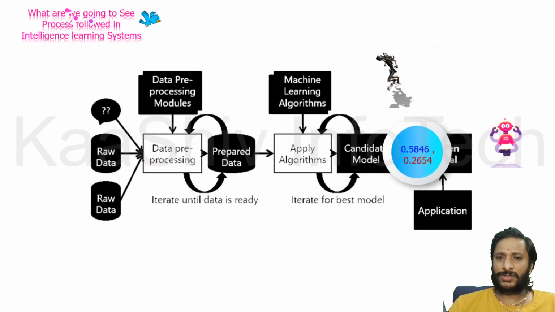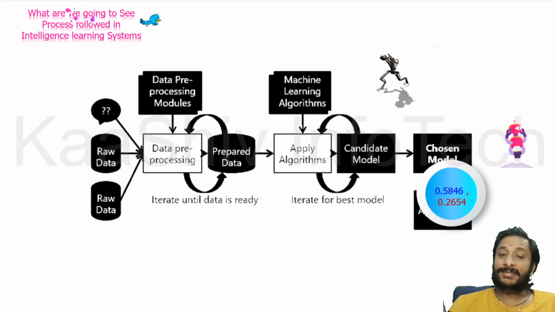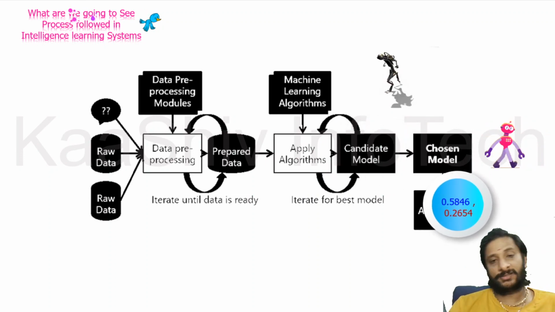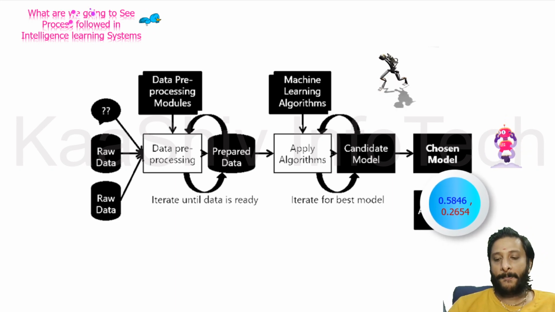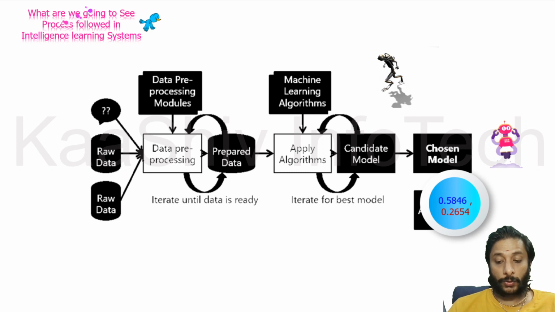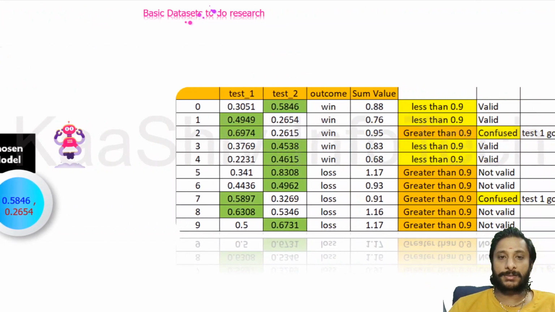You may ask me a question: what is machine learning? This is a subset of artificial intelligence. Machine learning is part of AI. This is how the exact process of AI works.